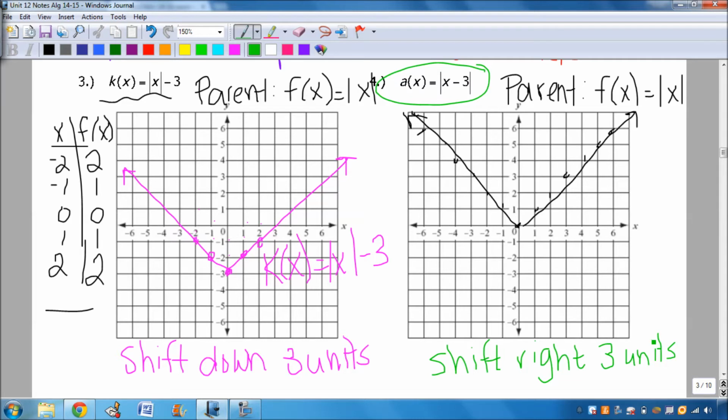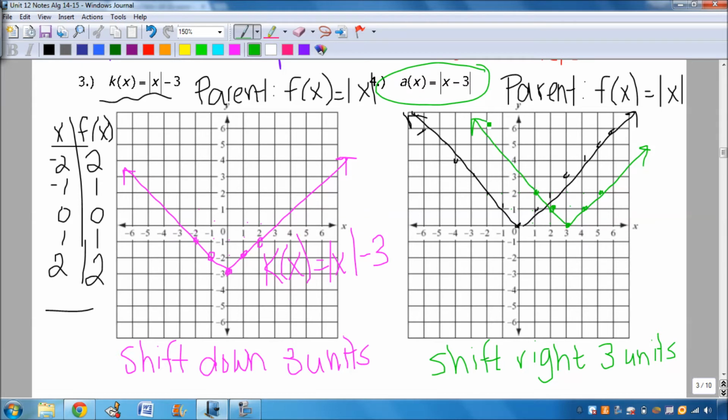Okay, so let's go ahead and take each one of our values and shift it to the right 3 units. So 1, 2, 3, that's where my new cusp is going to be. Take this point, shift it to the right 3 units. Okay, and then I'm going to take this point, the left side of my graph, shift it to the right 3 units. So 1, 2, 3. And then I'm going to take this point, shift it to the right 3 units. 1, 2, 3. And so this is what my new absolute value graph is going to look like.